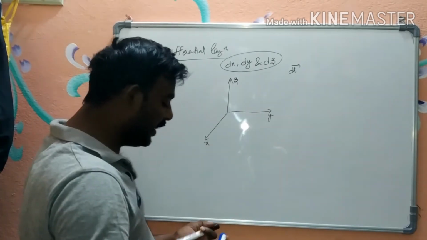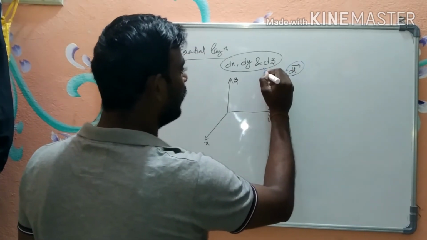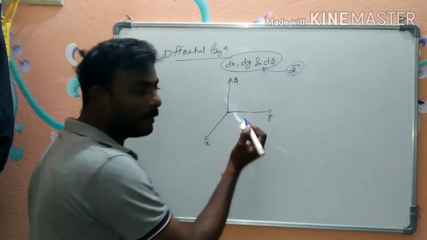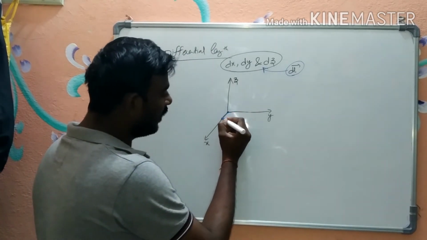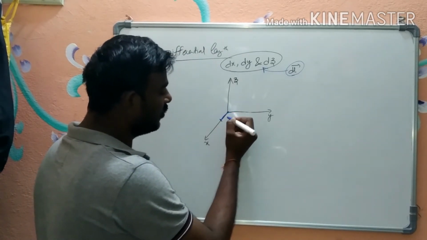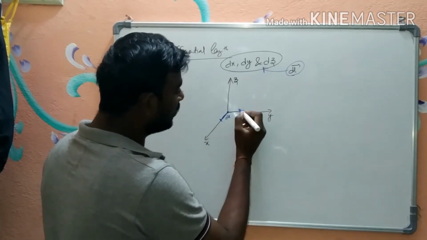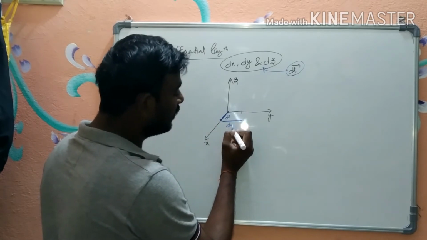So what we need to do is, this DL bar contains all the three coordinate systems. So from the origin, I have the path. I need to start from the origin, move a distance of dx units in the x direction. Later, I need to move a distance of dy in the y direction.